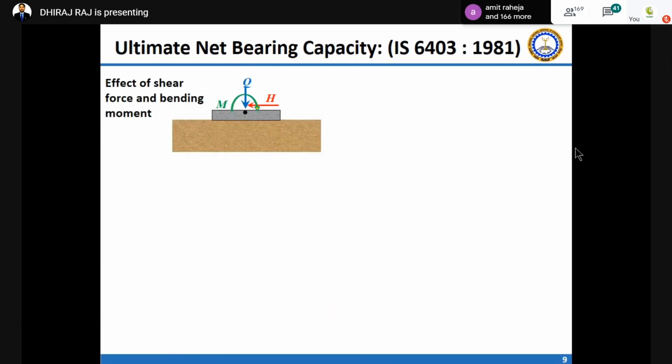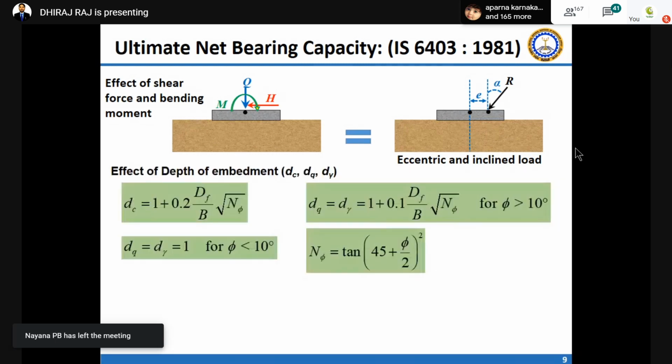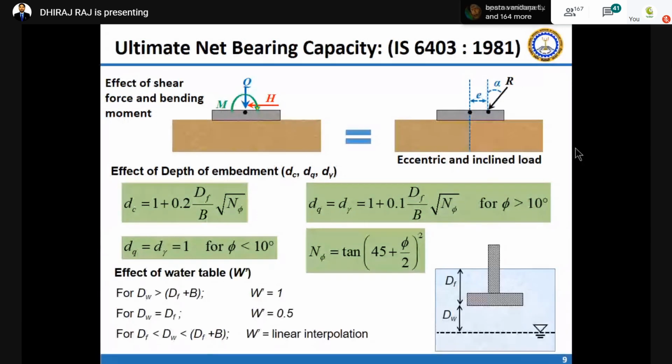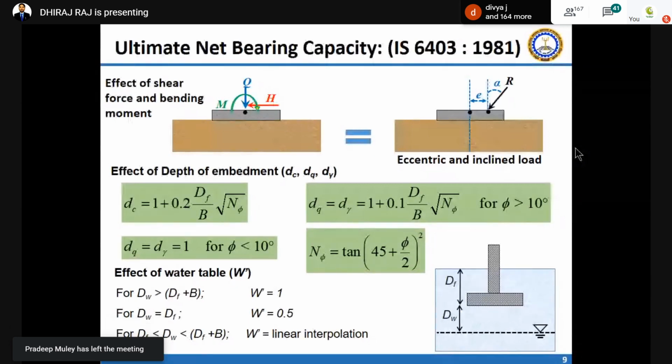So if the foundation is subjected to all three loads, vertical load, moment, and shear, then this load is replaced by an eccentric inclined load. So it is E and alpha, and from there they have introduced in IS 6403 the depth of embedment effect and the effect of water. These are just for the conventional bearing capacity design, and I will show you in which cases these are not applicable, and what the solution is.